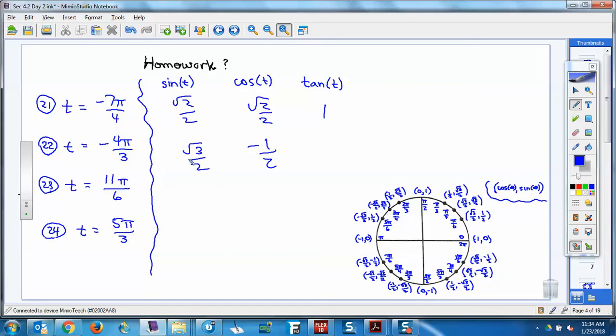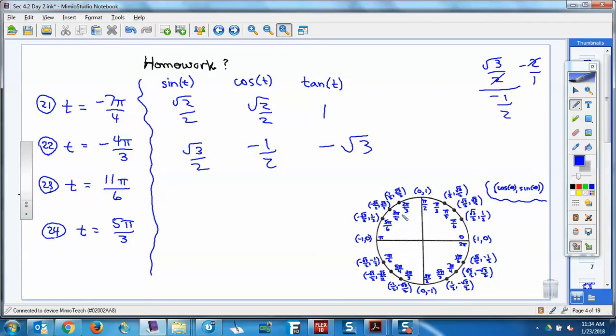And now what's tangent going to be? It's y over x, right? Sine over cosine. So the 2's will cancel. Is it going to be negative root 3? Because it's going to be root 3 over 2 over negative 1 over 2, because the 2's will cancel. Again, I don't want to write that every time. You can until you get the hang of it. Invert and multiply. Cancel, cancel. You get negative root 3 over 1.